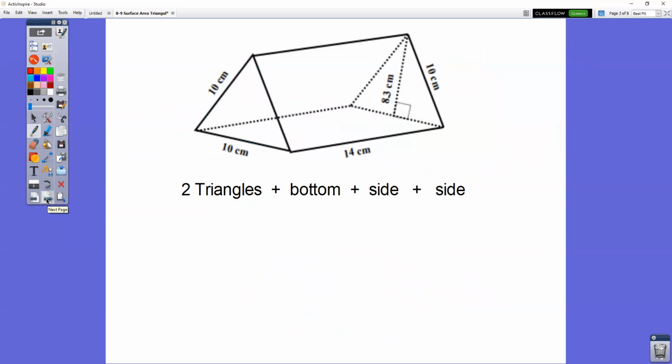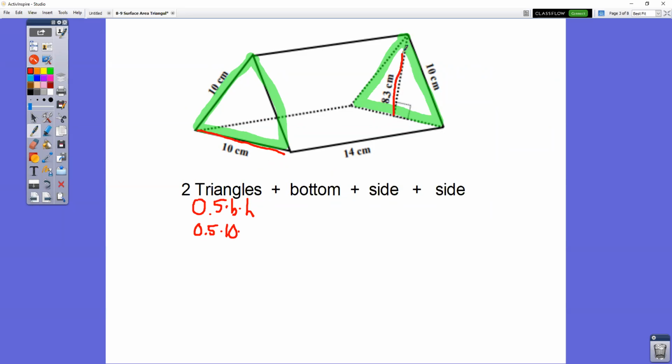So we have two triangles, the bottom, the side, and the side. When we take a look at the triangles, so triangle here and triangle here, remember that your two triangles are the same size all the time. So when you find one, you're automatically finding the other. The formula is 0.5 times the base times the height. So I have 0.5. The base of the triangle is the bottom of the triangle, so that's times 10, times your height. Now remember, the height goes straight up and down. It's not this 10. This 10 is not the height of the triangle because that is slanted.